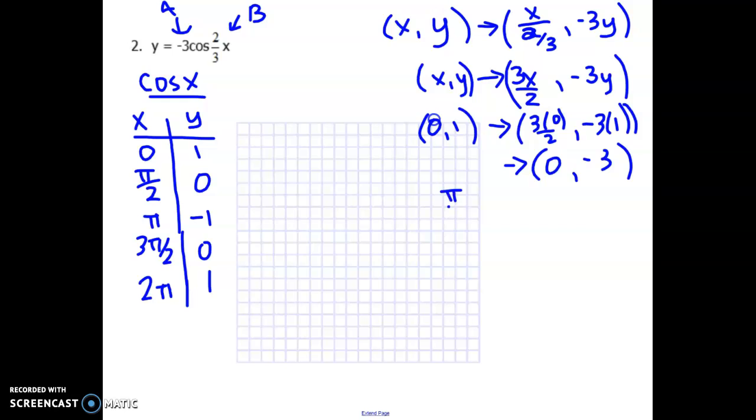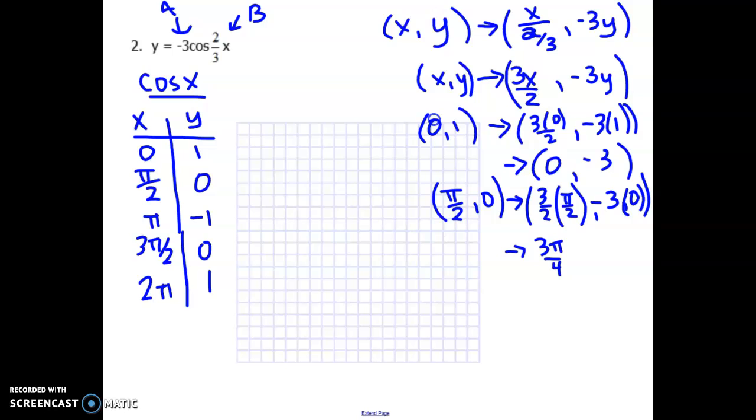So my new graph is going to be flipped upside down and stretched down to minus 3. The next point is pi over 2 and 0. So 3 over 2 times pi over 2 minus 3 times 0 gives us 3 pi over 4, because 3 times pi and then 2 times 2 is 4. So my next point is going to be 3 pi over 4 and 0.